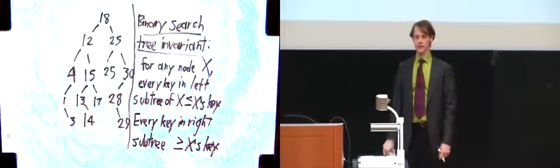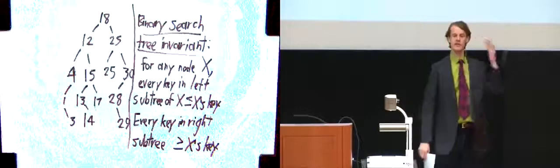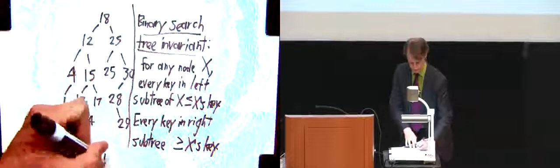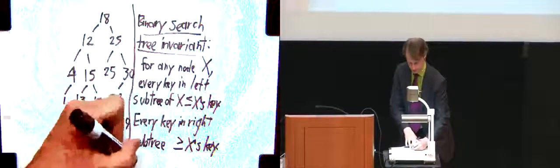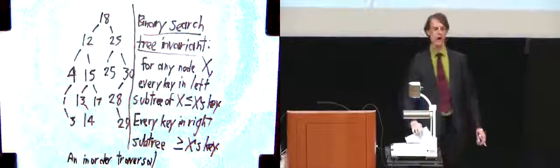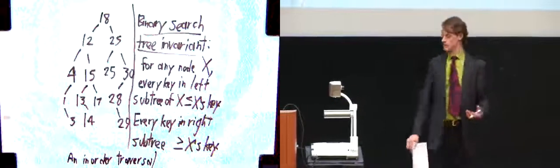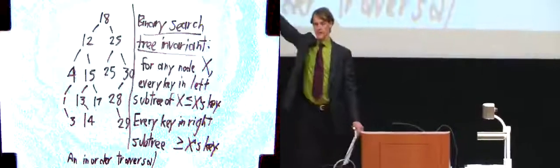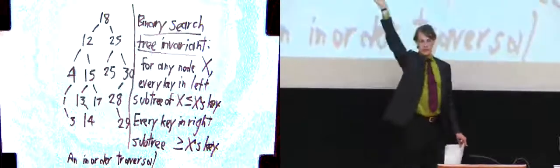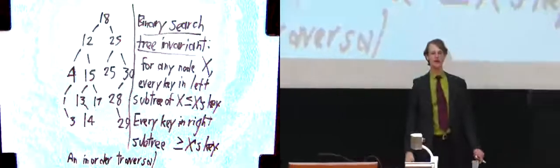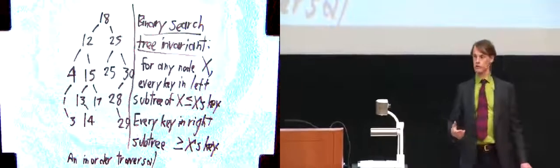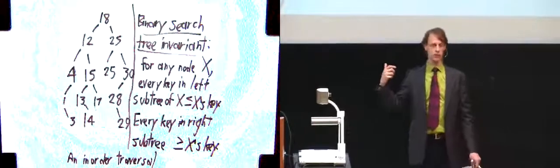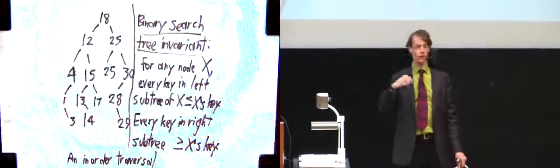So I very briefly mentioned in-order traversals in a previous lecture on tree traversals. You'll recall that an in-order traversal is a recursively defined traversal that starts by visiting all the nodes in the left subtree, and then visiting 18 at the root, and then recursively visiting all the nodes in the right subtree. If you do an in-order traversal of a binary search tree, you will visit all of the numbers in sorted order.